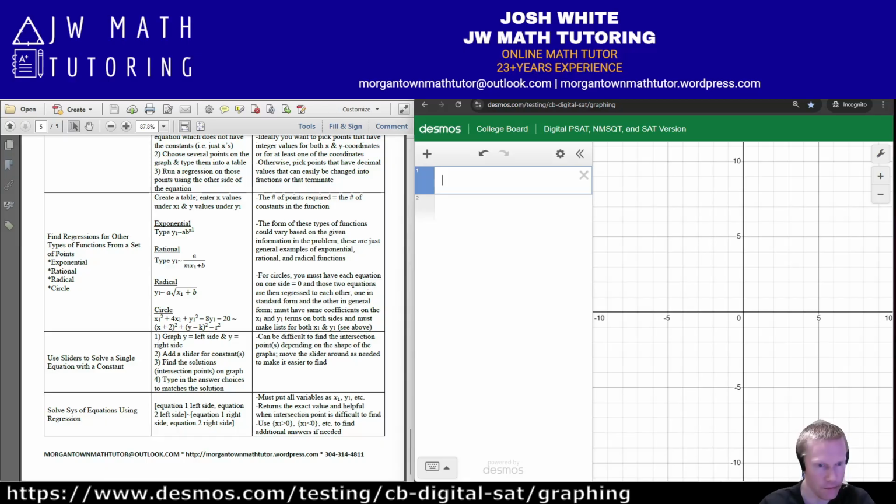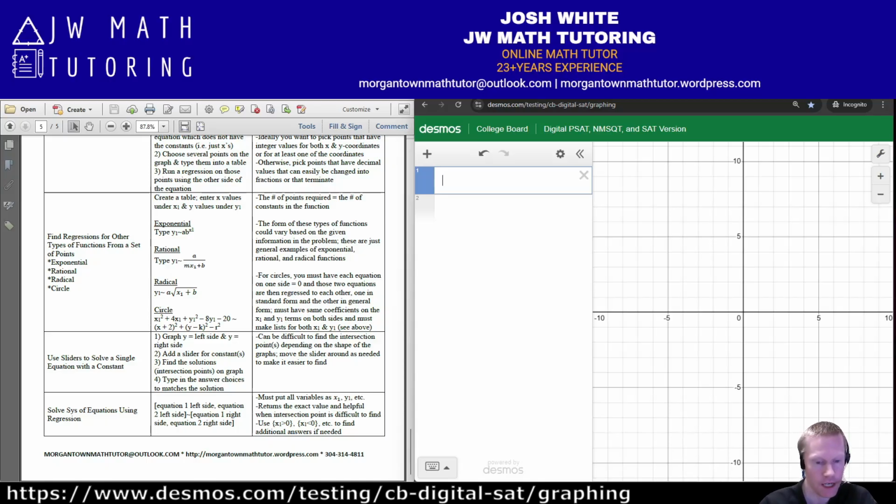Then you put the tilde in the middle because we're doing regression. And then on the right side, you're going to have the right side of the first equation and then the right side of the second equation. Again, for your variables, you're going to want to put them as like x1 and y1. And this will only return one answer though.